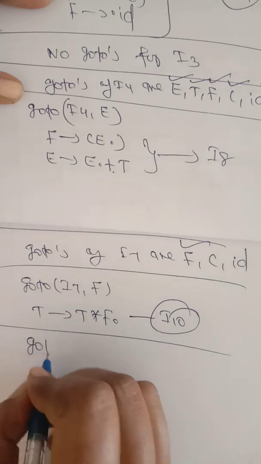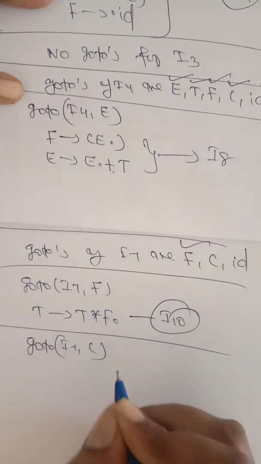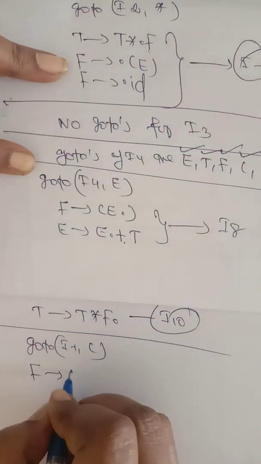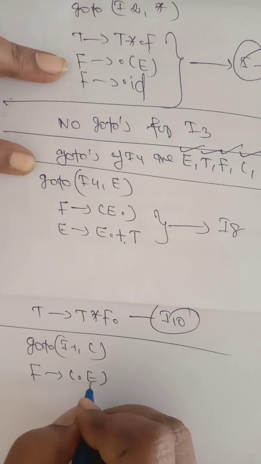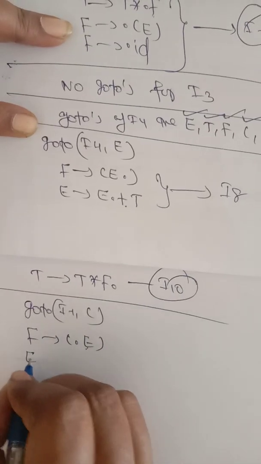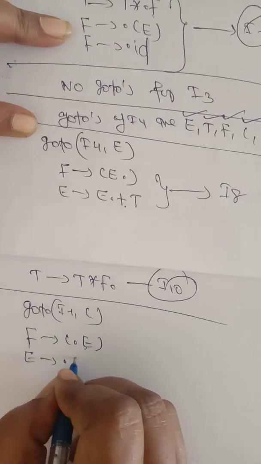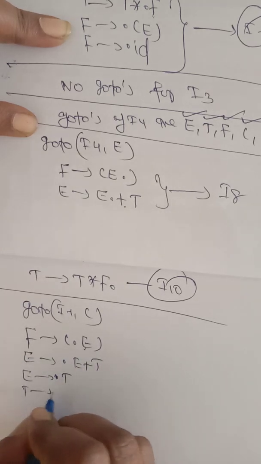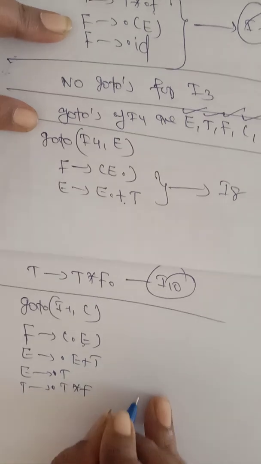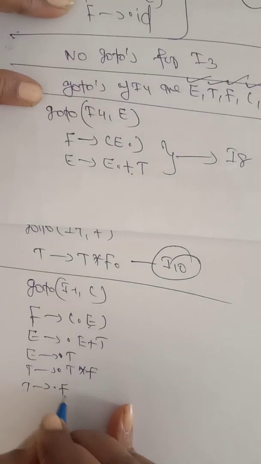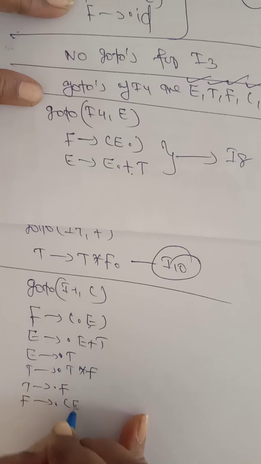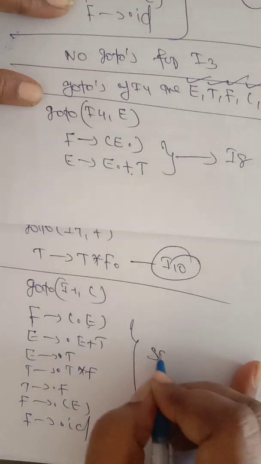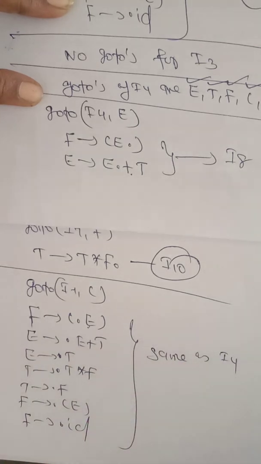Next apply go to of I7 comma open bracket. So what will happen here? F → (dot E). Here we are having a non-terminal, so copy that non-terminal's productions: E → dot E + T, E → dot T. Next T → dot T * F from I0, then T → dot F. Then F → dot (E), F → dot ID. This is the same as I4, same as I4.